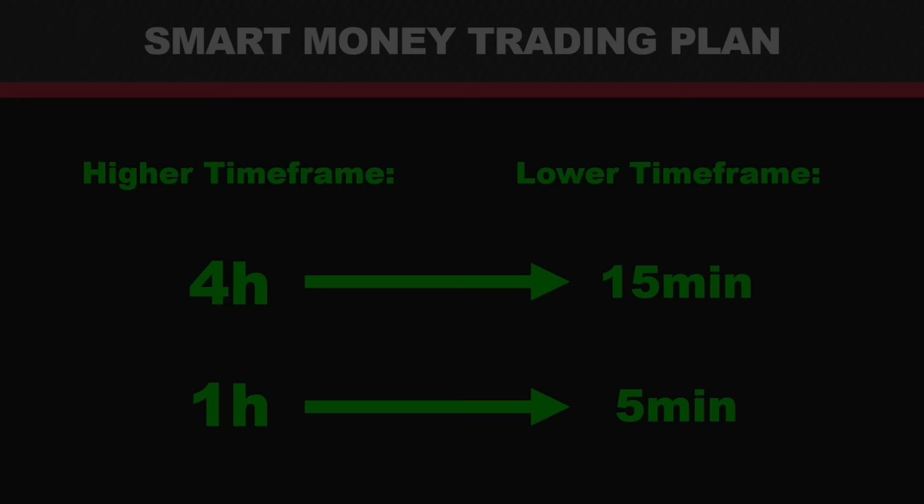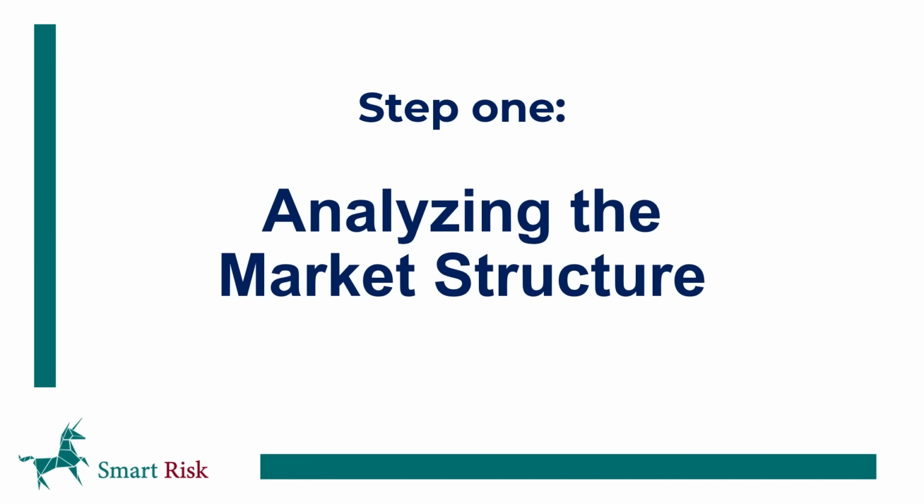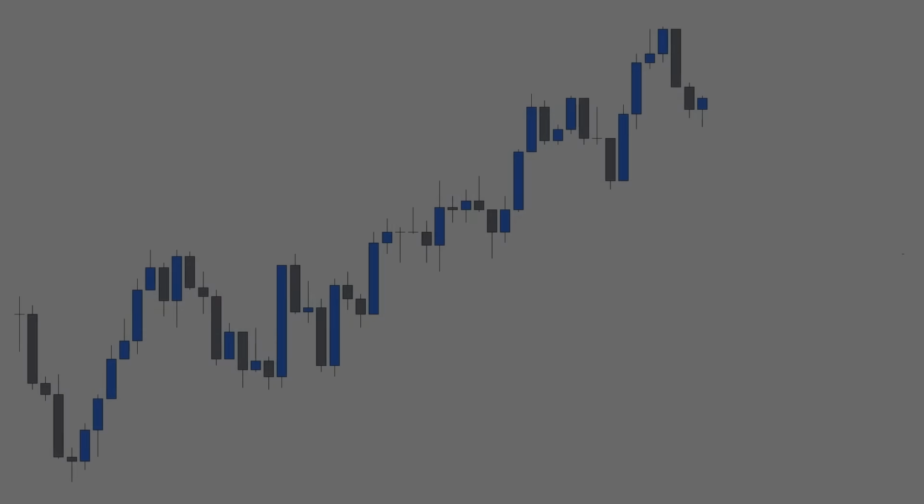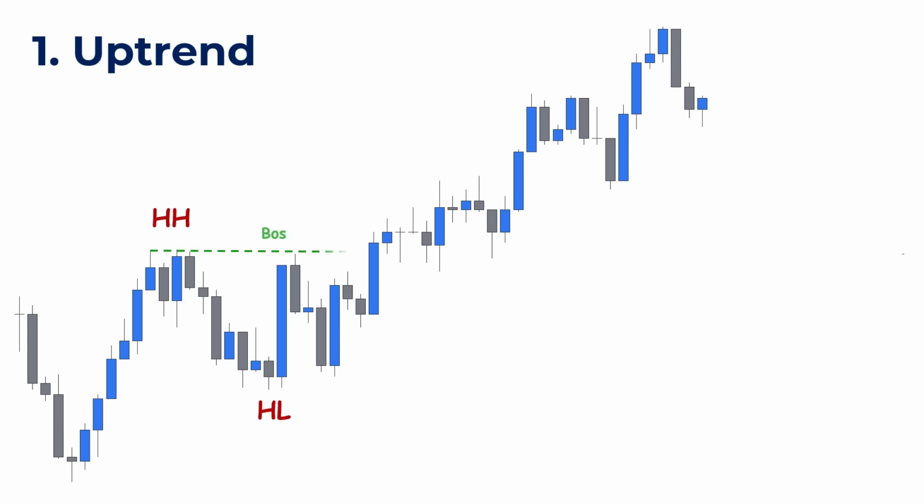So let's start with the first step, analyzing the market structure. In this general analysis, we implement the market structure concepts of smart money to the chart to simply find the market direction and key levels. We have 3 types of markets in terms of direction. We have a moving uptrend, where the price continuously makes higher highs and higher lows, breaking the structure to the upside. So we want to trade with the dominant uptrend because it increases the chance of success.